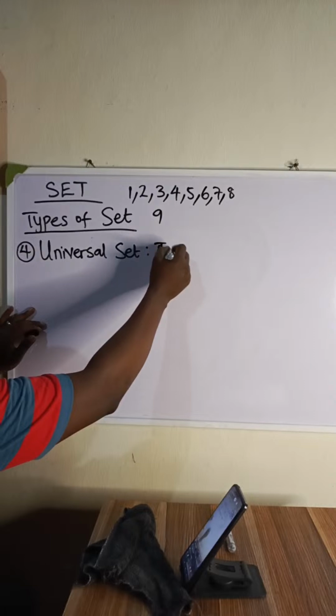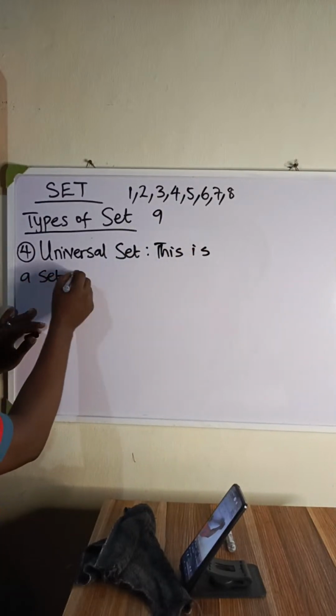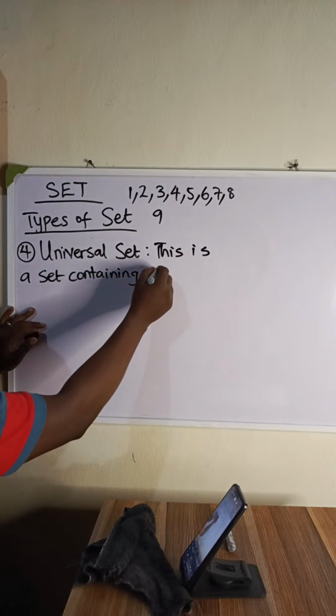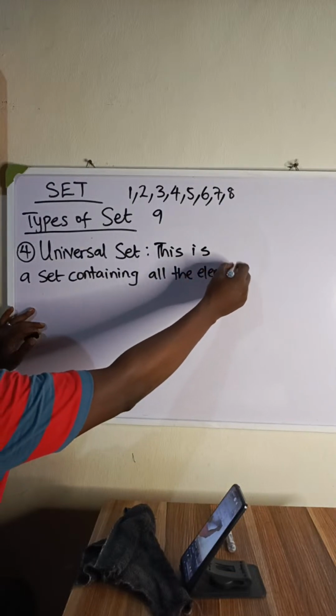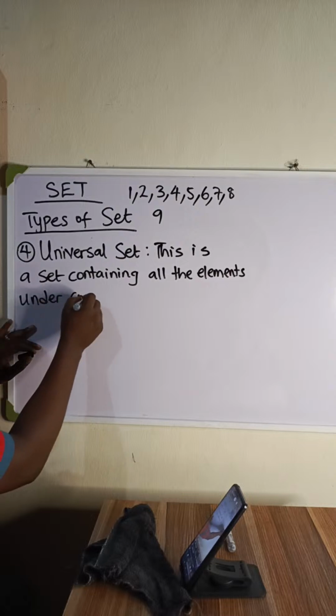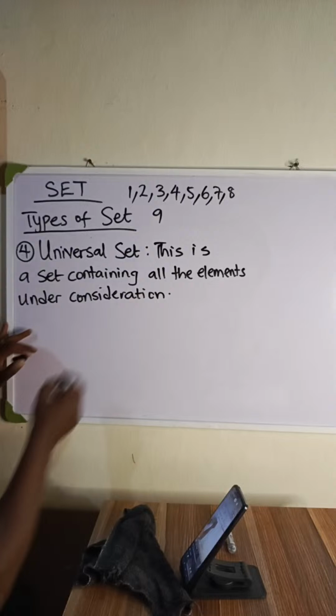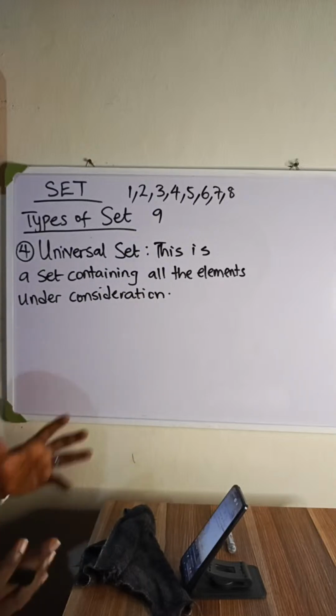So universal set, that's number 4 type of set. Universal set contains all the elements under consideration.